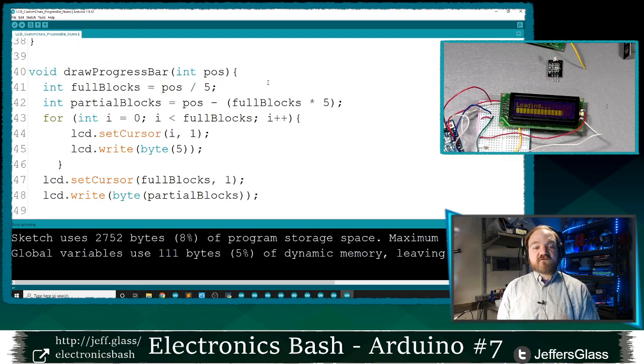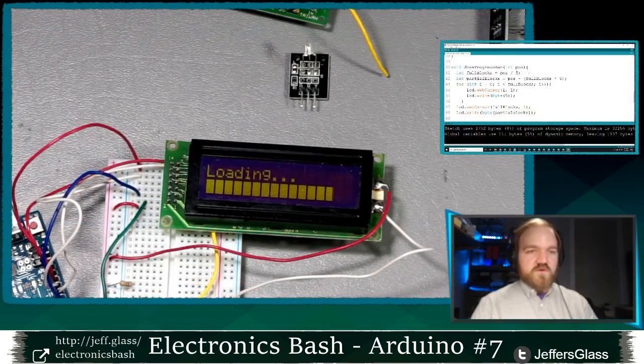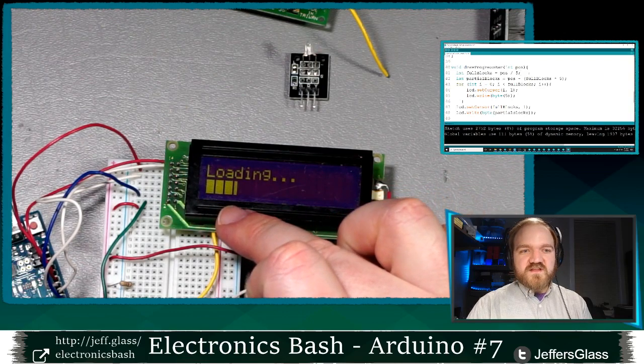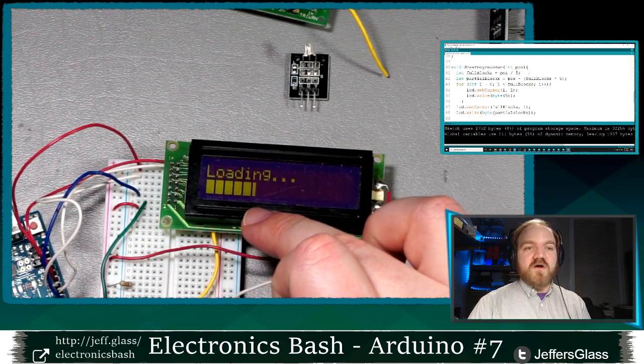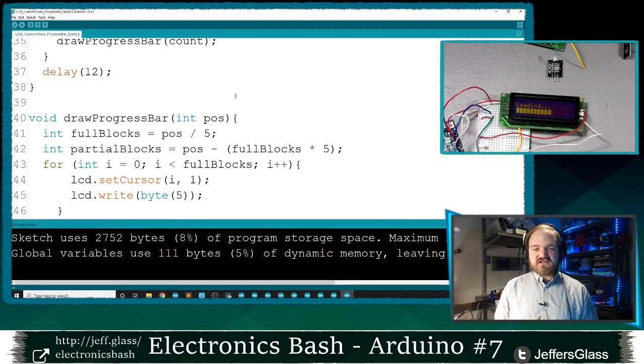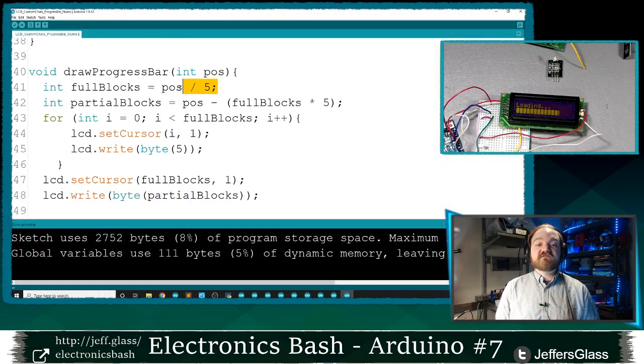Well, I'm going to start by saying, how many of those blocks are just going to be all 5 columns full? Basically everything up until the last character is going to be entirely filled up. You can see this is just a line of fully filled blocks and one at most partially filled block. So how many full blocks are there? Well, it's just going to be the overall position divided by 5.